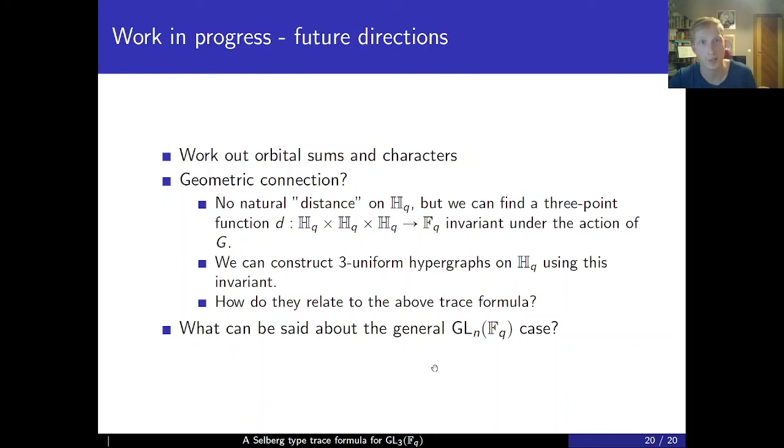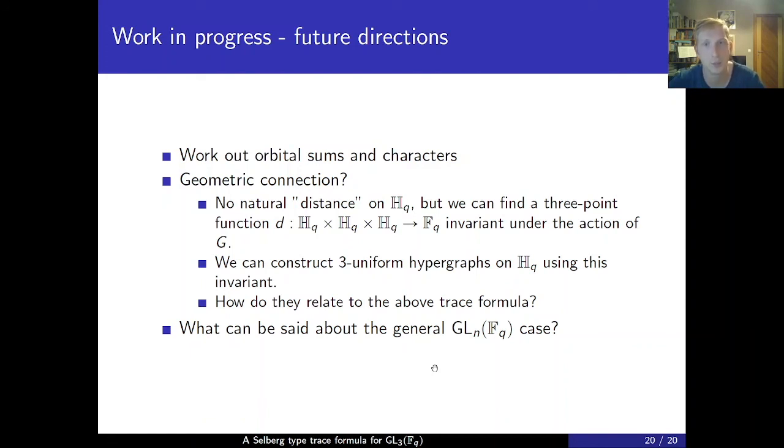Now, a hypergraph is a generalization of a graph where each edge may connect more than 2 points, and a 3-uniform hypergraph is one where every edge connects exactly 3 points. We will try to investigate how these hypergraphs relate to the above trace formula. What does the trace formula say about, for example, the adjacency operators of these hypergraphs and their spectra?